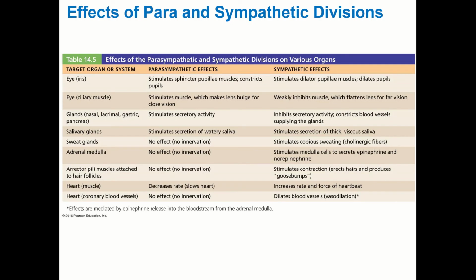And then the last thing, so here's all the effects. Again, I think a handy little table here. So it tells what each one does. So for example, I kept talking about pupil constriction or dilation. Remember, the parasympathetic system then is going to constrict the pupils.